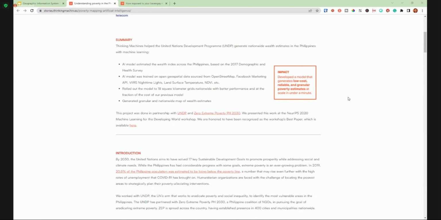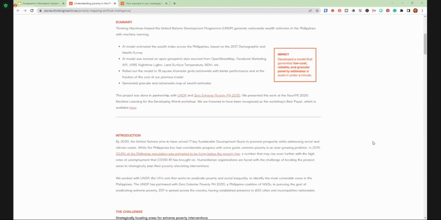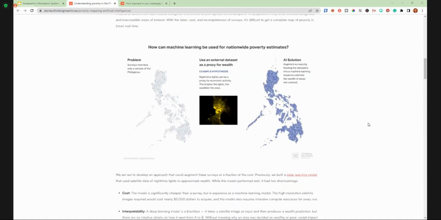By the way, this method will never replace what other organizations are doing, like poverty estimates on the ground. The reason why we did this is because we partnered with UNDP and Zero Extreme Poverty Philippines, to create a tool that can help them identify areas instantly, to give them assistance for humanitarian aid. You can read more about this in our blog.